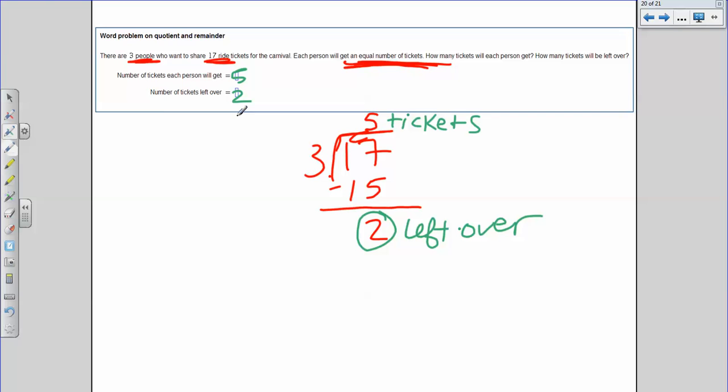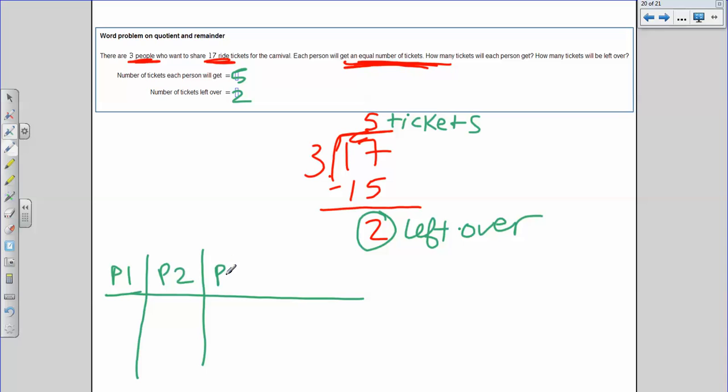So let's try to do this. So that's the mathy way. Let's try to do it with pictures too. So I know there's 3 people that are going to share 17 tickets. So I know there's going to be person 1. This makes sense to do it this way to me, so I'm going to do it this way. Person 1, person 2, person 3. So I know that if person 1 gets a ticket, person 2 and person 3 has to get one. So I'm going to keep giving tallies.